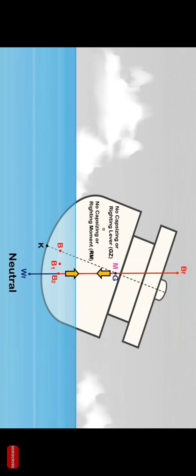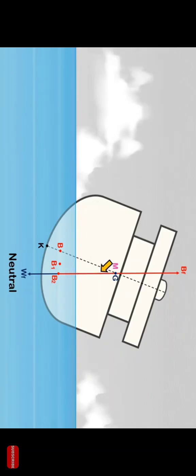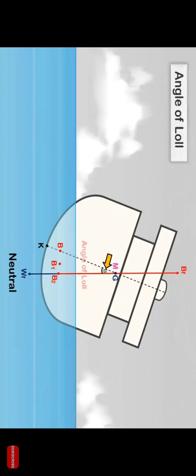To determine the righting moment, it is GZ times ship displacement. In this case, the righting lever, or GZ, is 0, so the righting moment is also 0. That is why the ship will remain in this position if no external forces are applied. Now, the angle formed between the vertical line of force and the ship's centerline is called the angle of loll.